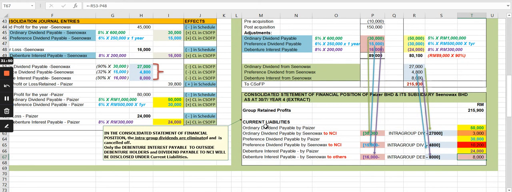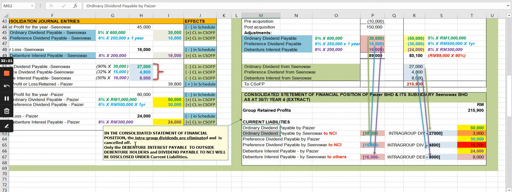So this is how you present the ordinary dividend payable. You can also join this together in one row, but that will make you more prone to mistakes if your calculation is incorrect. So my suggestion is to split the dividend by parent as well as by subsidiary to the non-controlling interest. And same goes for the debenture interest payable as well. Split between the one by parent and the one payable by the subsidiary to the other debenture holder.